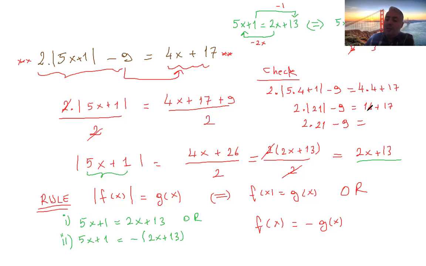Minus 9 is equal to 16 plus 17, which will be 33. So 2 times 21 is 42, minus 9 is 33. Yes, that's correct. So 33 equals 33. That means it is satisfied. It means that, yes, this is a solution.